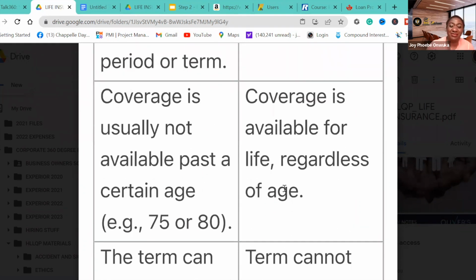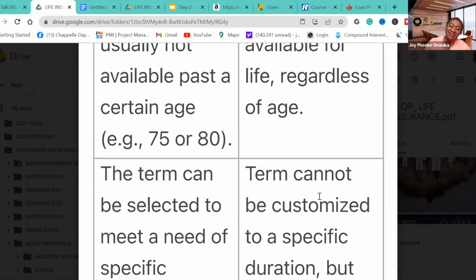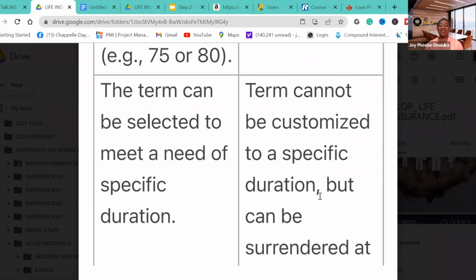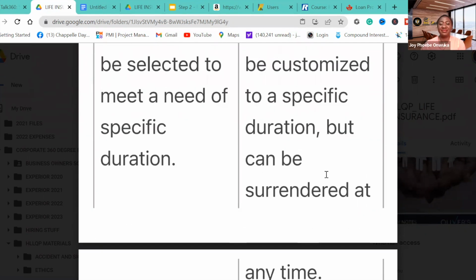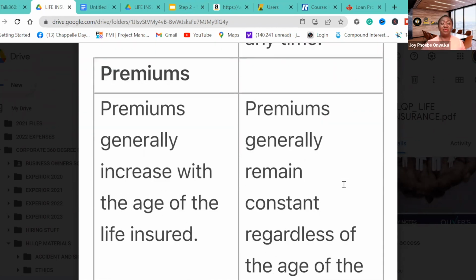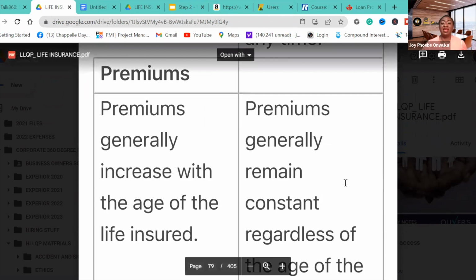Coverage for term insurance is usually not available past a certain age, such as 75 or 80, and coverage is available for life regardless of age with whole life. Now, term insurance can be selected to meet specific needs for a specific duration. Well, whole life cannot be customized to a specific duration, but term can be, at any time.